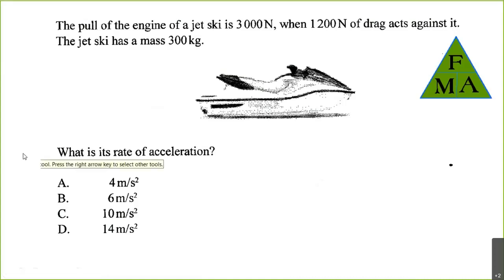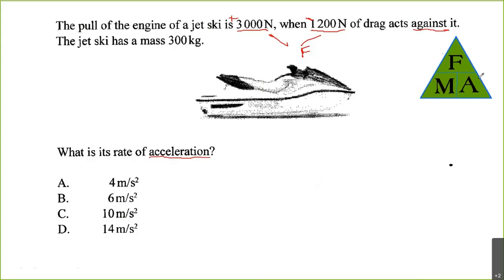It says that the pull of the engine of a jet ski is 3,000 newtons when 1,200 newtons of drag acts against it. That word against tells us that this value is going to be negative, while this one is positive. Okay? And newtons tells us that both of these are forces, so we can combine them. If the jet ski has a mass of 300 kilograms, then what's its acceleration?